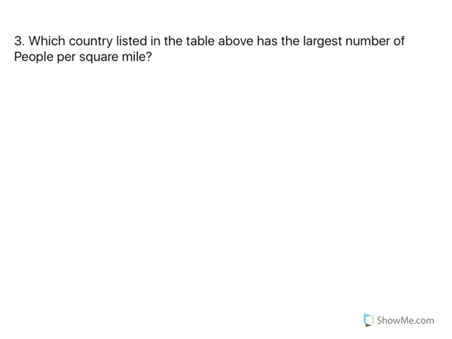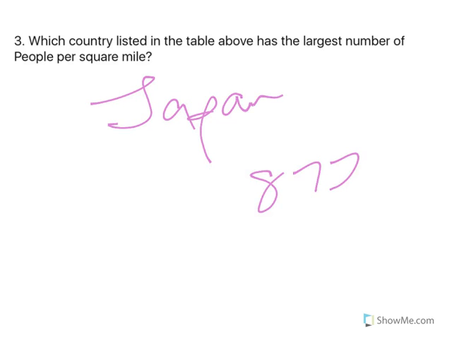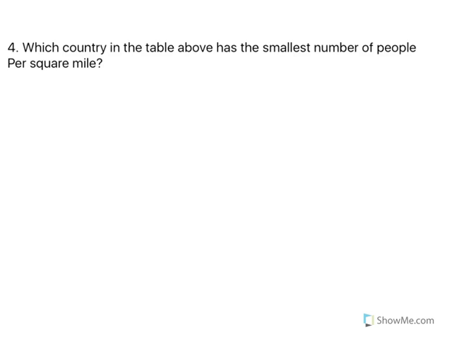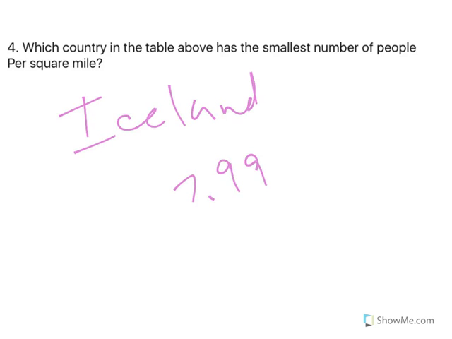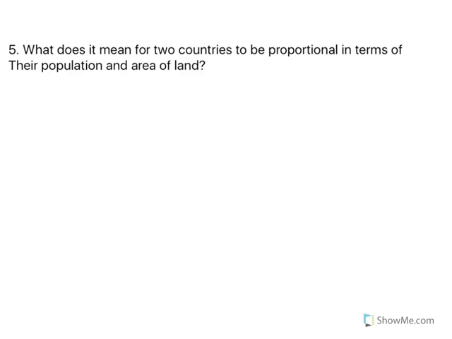All right, now just looking at the table, who has the largest number of people per square mile? Well, we've already talked about Japan at 877.42 per square mile. Who has the least? Well, that's Iceland at roughly 7.99 people per square mile.